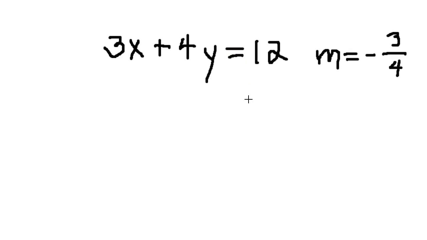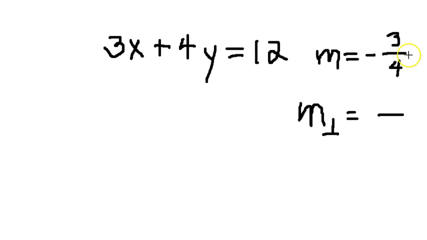Okay, so now we're going to talk about perpendicular lines. We know that parallel lines have the same slope, but what is the relationship between the slopes of lines that are perpendicular? Well, perpendicular lines have a relationship that's called a negative reciprocal. So the slope of the perpendicular line, which I represent by m with the perpendicular symbol, is going to be the negative reciprocal of the slope of this line, negative 3/4.